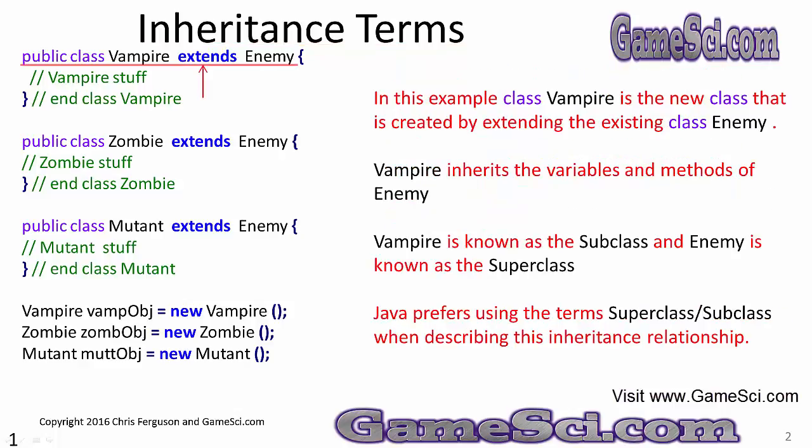Let's look at a line of code. Public class Vampire extends Enemy. In this example, class Vampire is the new class that is created by extending the existing class Enemy. Vampire inherits the variables and methods of Enemy. Vampire is known as the subclass, and Enemy is known as the superclass. Java prefers using the terms superclass and subclass when describing this inheritance relationship. All throughout the Java documentation it uses these terms, and even the command super is part of the Java language.